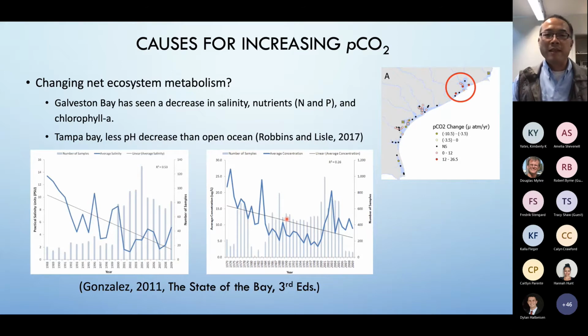And by the same token, in Tampa Bay, if you remember, the pH decrease is a lot less than in the estuaries here, and also than in the open ocean. Actually, this morning, Dr. Yates talked about seagrass restoration. So this seagrass restoration may have buffered this acidification trend quite significantly.